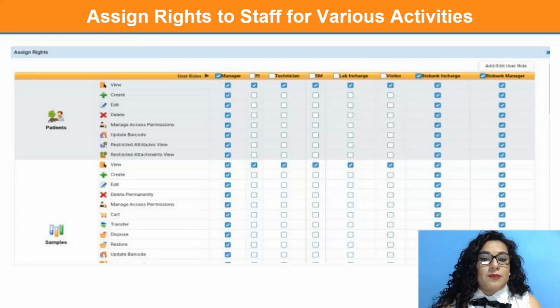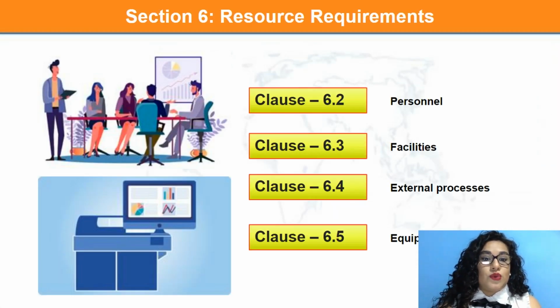Now let's speak about Section 6. Section 6 contains resource requirements, personnel competence, and training requirements. It contains several procedures related to the training and competence of your staff to manage the biobank. Is your staff competent to develop all the biobanking activities? How can you prove it?